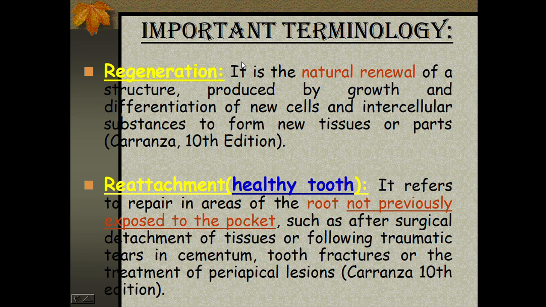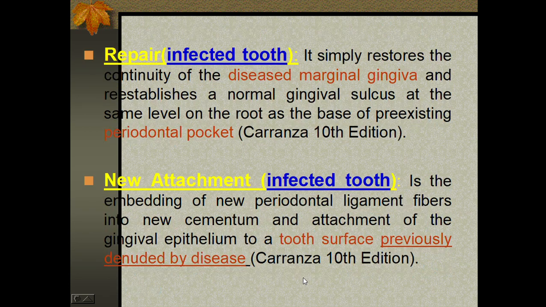Regeneration. Regeneration is a natural renewal of structure produced by growth and differentiation of new cells and intercellular substance to form new tissue or part. Reattachment. It refers to the repair in an area of root not previously exposed to the pocket. That means reattachment takes place on a healthy tooth, such as after surgical detachment of tissue or following traumatic tear in cementum, tooth fracture or treatment of periapical lesion.